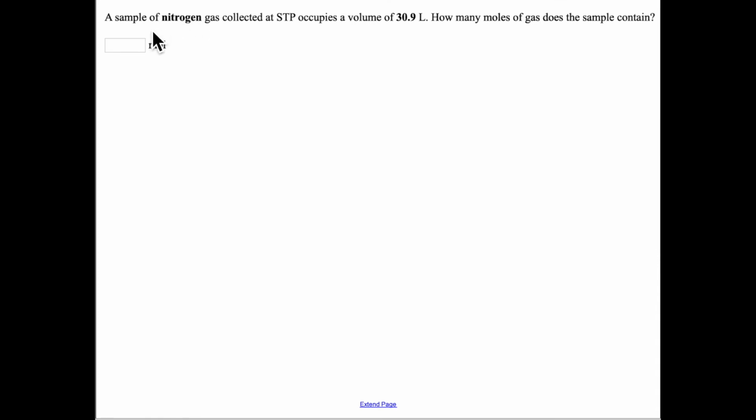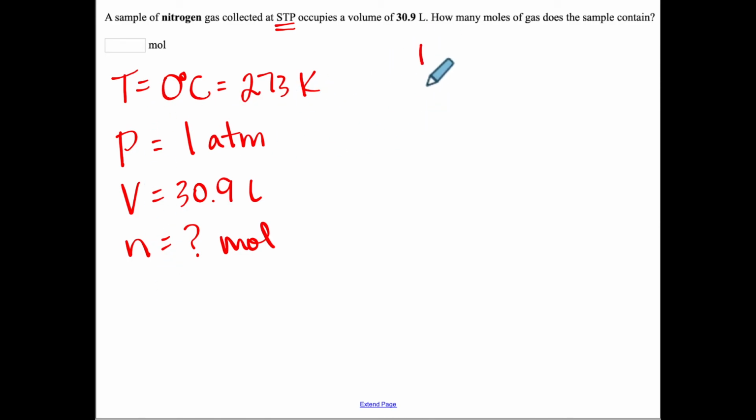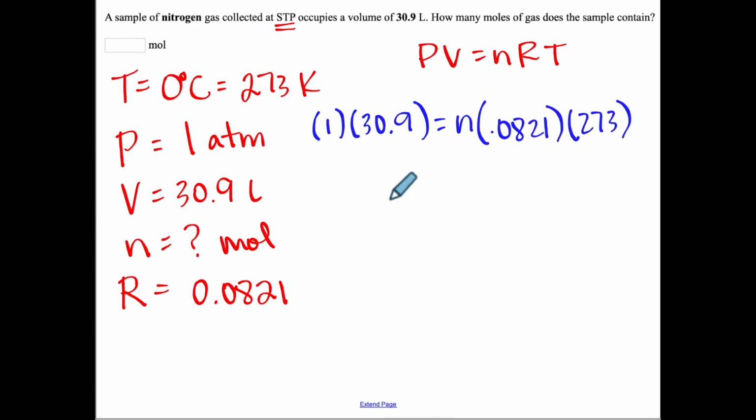Okay, this problem tells us that we have a sample of nitrogen gas collected at STP. STP stands for standard temperature and pressure, and the standard temperature is 0 degrees Celsius, which is equal to 273 Kelvin, and the standard pressure is 1 atmosphere. We have a volume of 30.9 liters. How many moles does that contain? So we don't have any duplicates, so we're going to use PV equals nRT, and since our pressure is in atmospheres, our R, our gas constant, is going to be 0.0821. We plug numbers in and we solve for N.